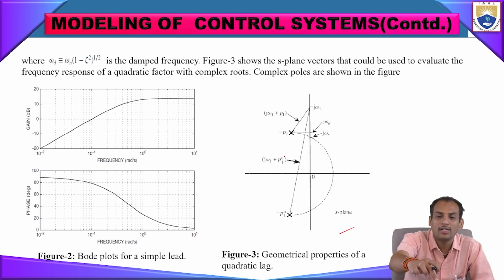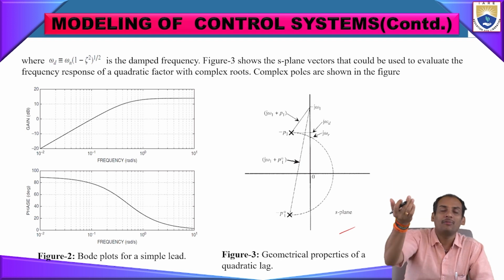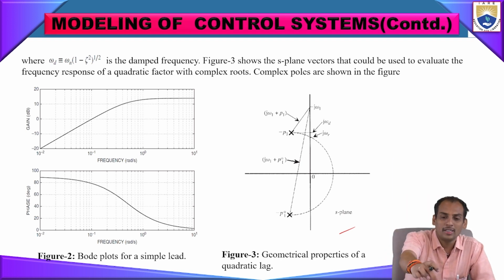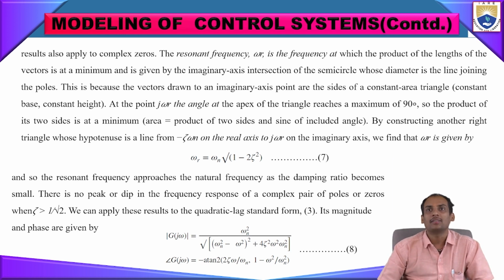That means these pole values are the values at the zeros of S values. When S values are 0, then we will get pole values, no? So according to those pole values, that semicircle has been drawn here. This is because the vectors drawn to the imaginary axis point are the sides of a constant area triangle. So at the point j omega r, the angle at the apex of the triangle reaches a maximum of 90 degrees. So the product of the two sides is at a minimum.